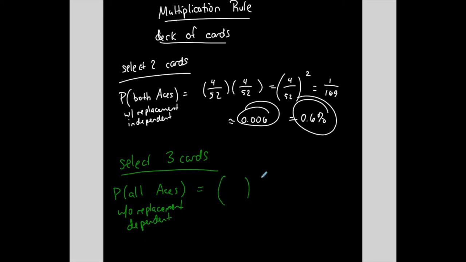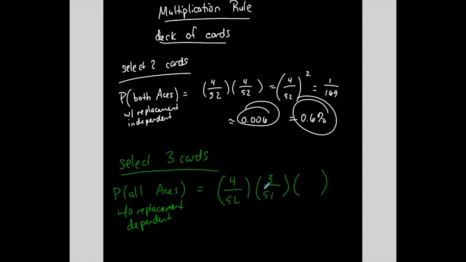Now I'm selecting three, so therefore I'm going to have three parentheses. My first parenthesis is the first event. So what is the probability of selecting an ace at first? 4 out of 52. Now I'm keeping that ace out, so now there are only three aces in this deck, and only 51 total cards. So now the probability that I select another ace is going to be 3 out of 51. There are only three aces left because I kept this one out, and only 51 cards left in the deck because I took one out.